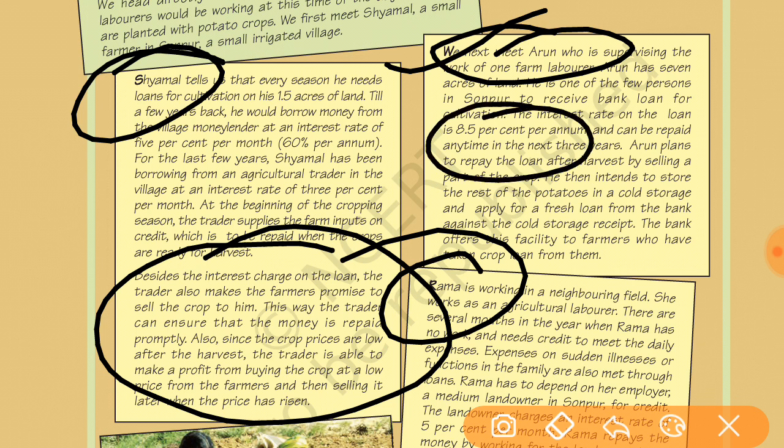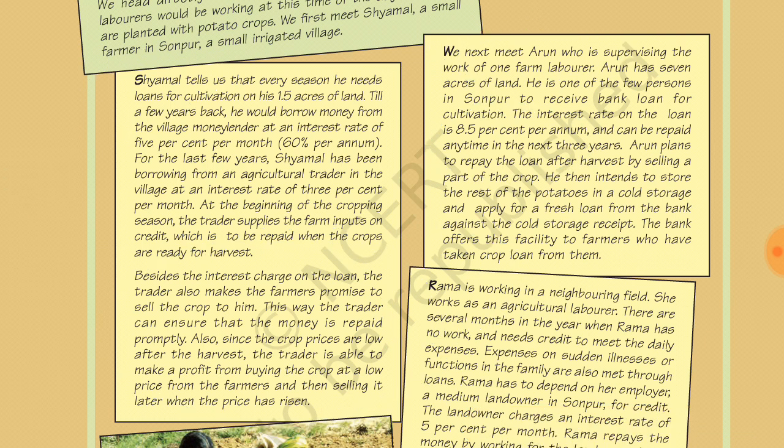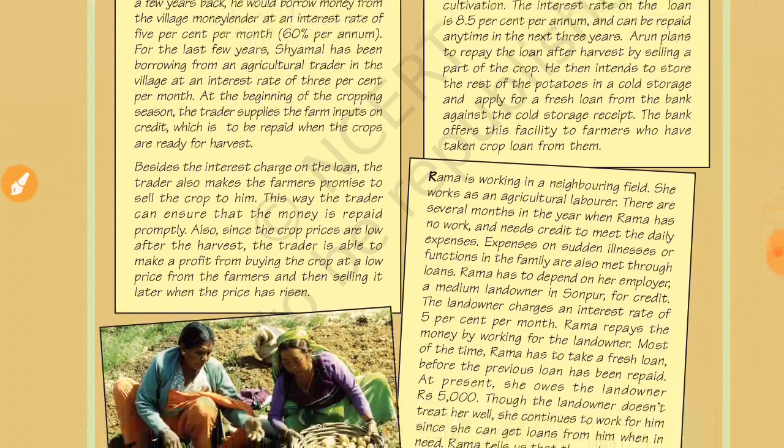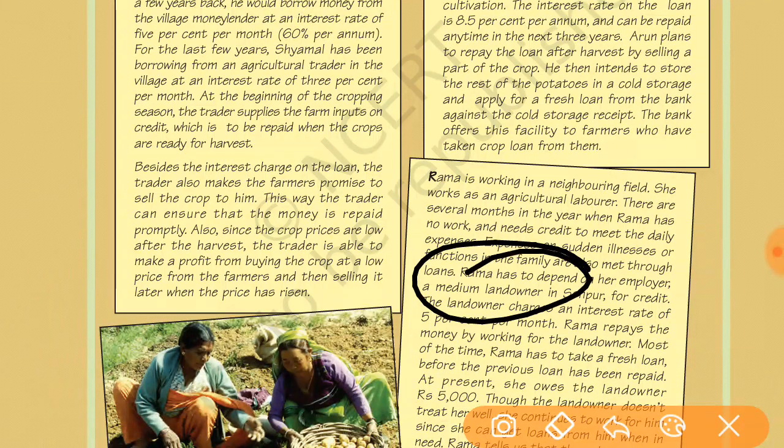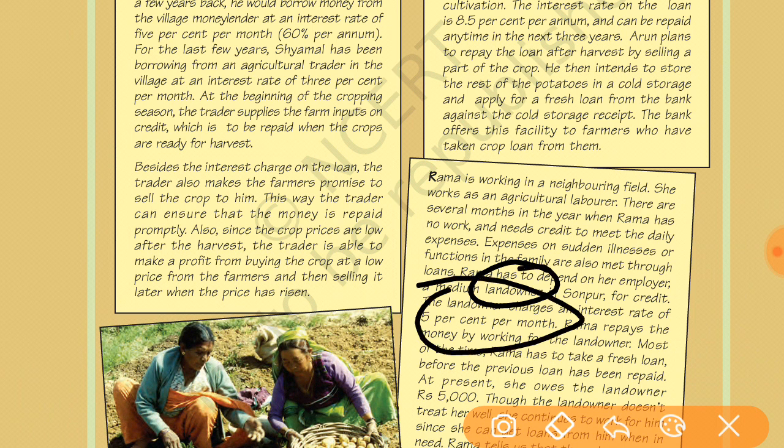And again, in the next case, Rama. Rama is working in a neighboring field, and she is taking a loan from where? She takes a loan from the landowner at 5% per month. So landless agricultural laborers, who are landless, take loans from the landowner at 5% per month.